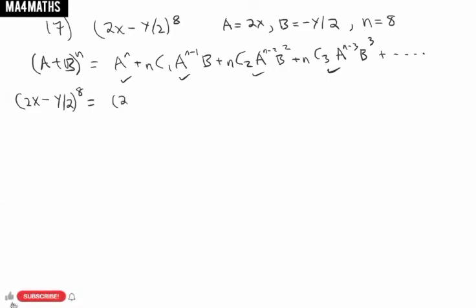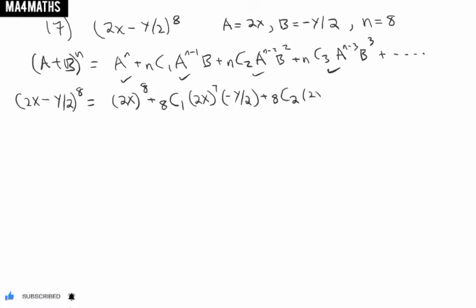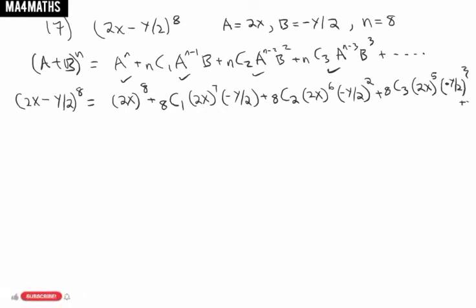Well, A happens to be 2x, n is 8, plus 8 choose 1, A to the 7, A is 2x to the 7, and B is minus y over 2, plus 8 choose 2, 2x to the 6, and this is minus y over 2 squared. So there's one more I have to do. 8 choose 3, 2x to the 8 minus 3 is 5th, and this would be minus y over 2 cubed, plus, and so on.